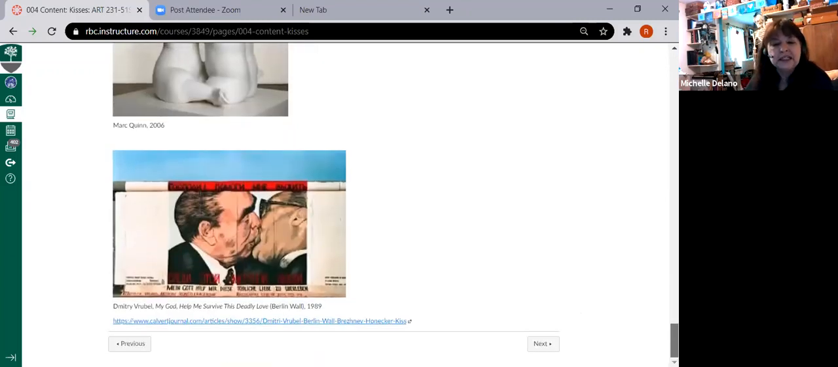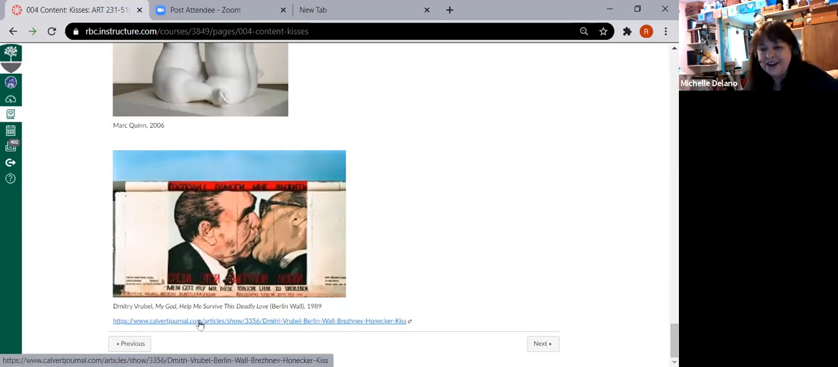This is a piece that's on the Berlin Wall, and if you're a history buff, you'll especially maybe enjoy and appreciate this kiss. And so I included a link for you so that you could get filled in on that one.